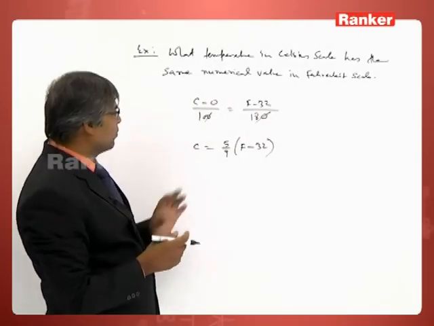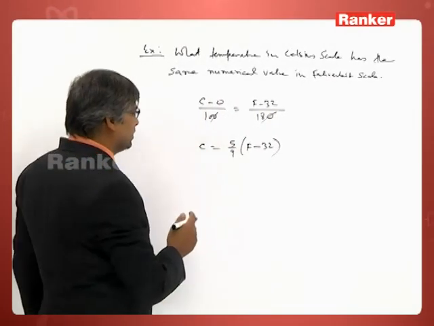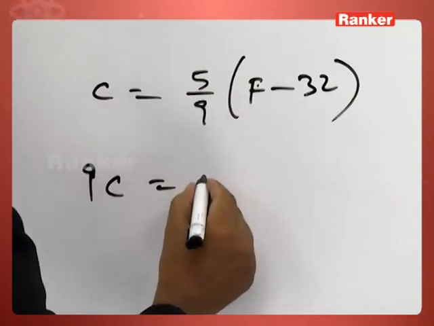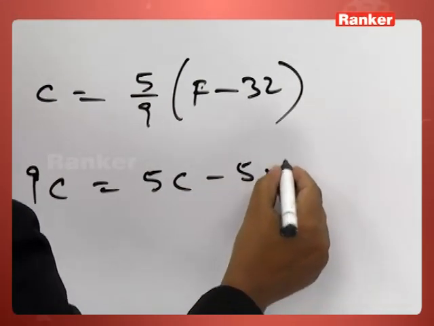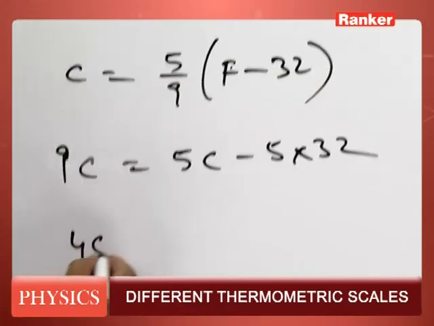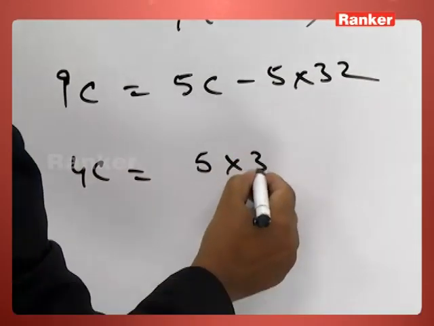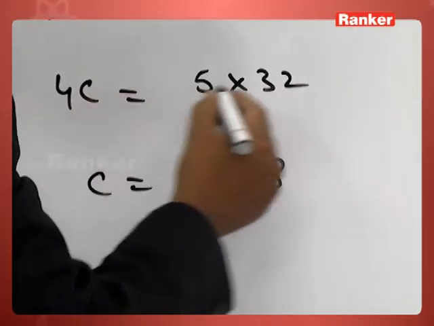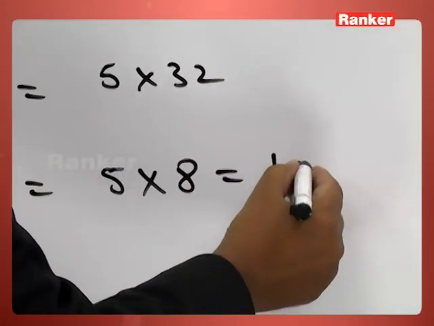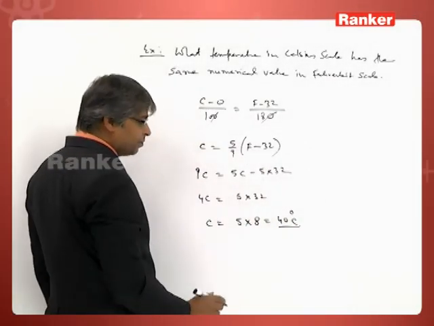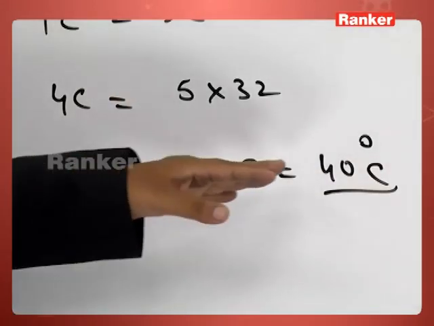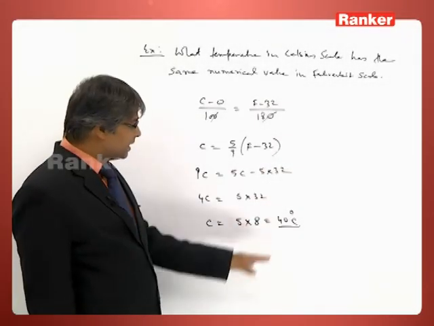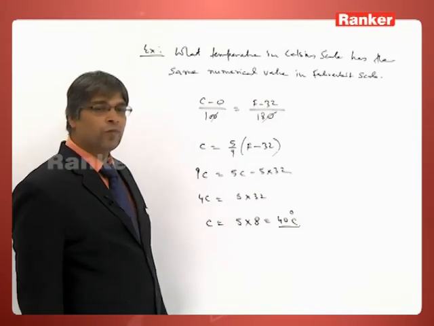So suppose we want what value of C has the same value, that means the F value is also C. So I will write 9C is equal to 5C minus 5 into 32. So this becomes 4C is equal to 5 into 32. So C becomes 5 into 8, that is 40 degrees Celsius. That means 40 degrees Celsius, if I ask what is its temperature in Fahrenheit, will also be 40 degrees Fahrenheit.